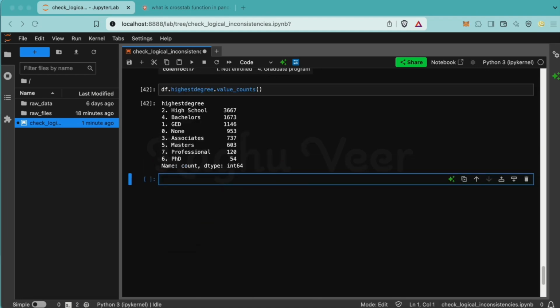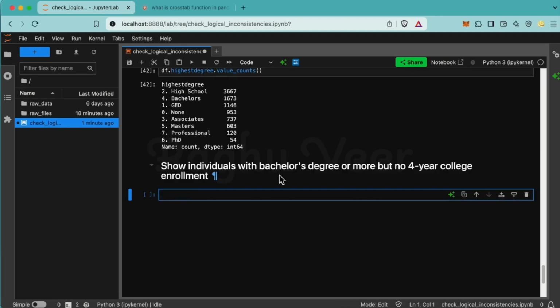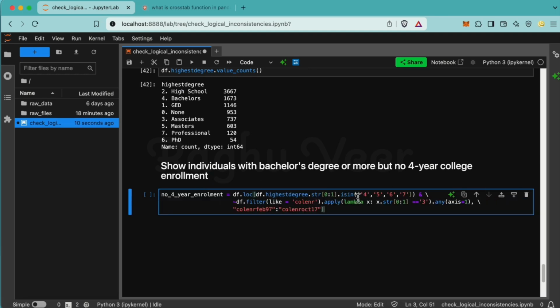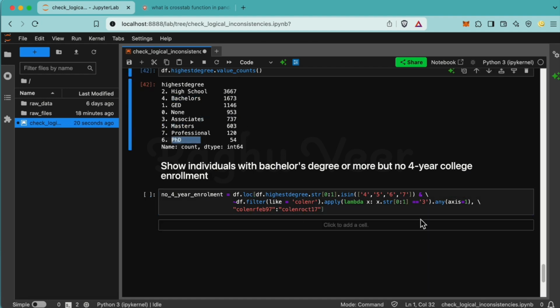Now I want to look at individuals who have a bachelor's degree mentioned, but they don't have a 4-year college enrollment. If it is in 4, 5, 6, or 7, that means it is a bachelor's, master's, PhD, or professional. If it is in any of these 4 categories, I'm filtering those people who have bachelor's. Now, from this data, I'm excluding people who have completed a 4-year college.